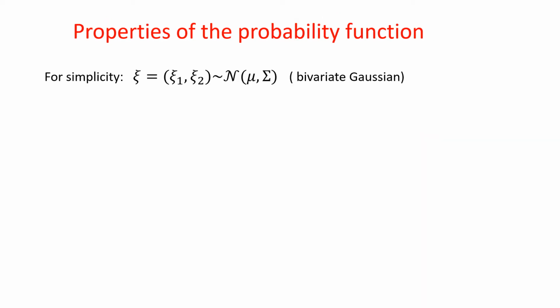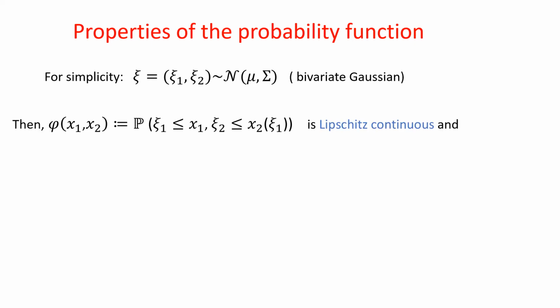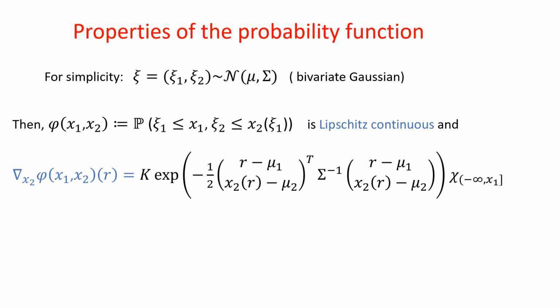For the ease of presentation, assume that the bivariate random vector xi follows a Gaussian distribution. Then the probability function phi defining our probabilistic constraint is Lipschitz continuous and possesses a partial gradient with respect to the second stage policy, x2. This gradient can be given a fully explicit representation in terms of the parameters of the given Gaussian distribution.